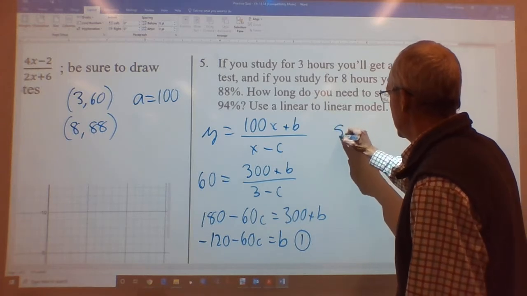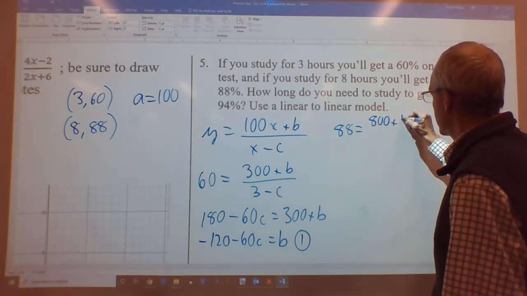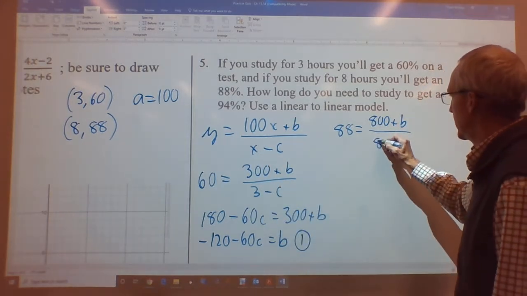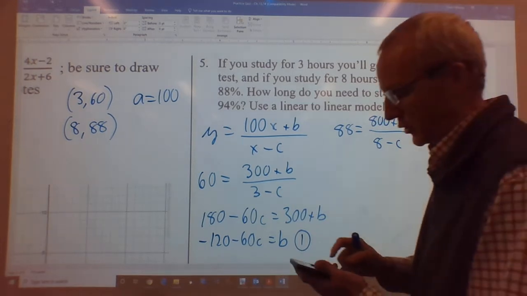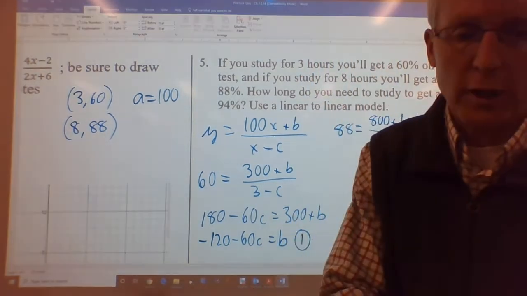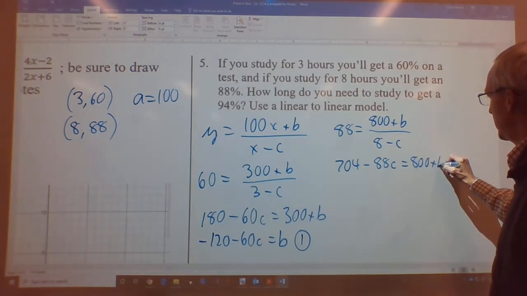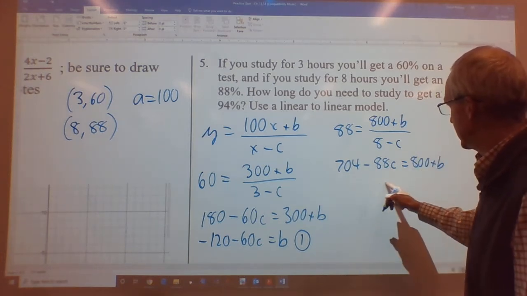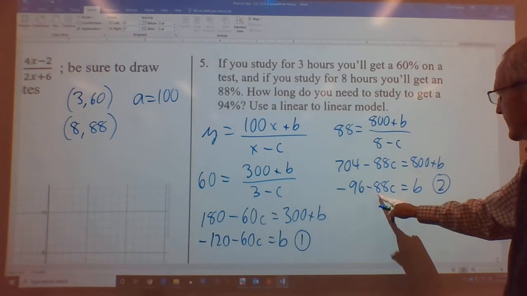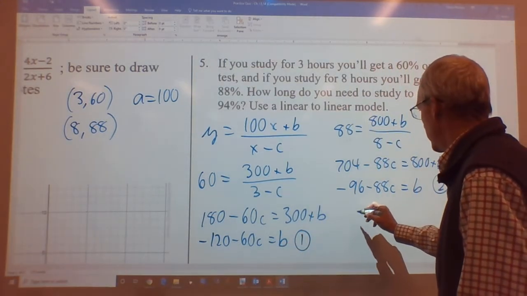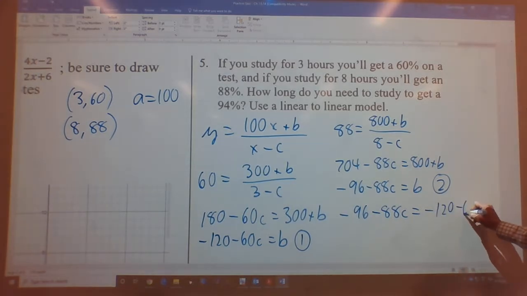88 and 8. So 88 is equal to, x is equal to 8, so 800 plus b divided by 8 minus c. 88 times 8 is 704. So 704 minus 88c is equal to 800 plus b. Put the 800 over here, and I get negative 96. Negative 96 minus 88c is equal to b. That's our second equation. Now, this is b and that's b, so we can set those two things equal. So negative 96 minus 88c is equal to negative 120 minus 60c.